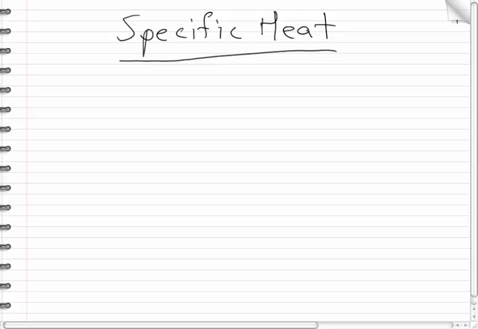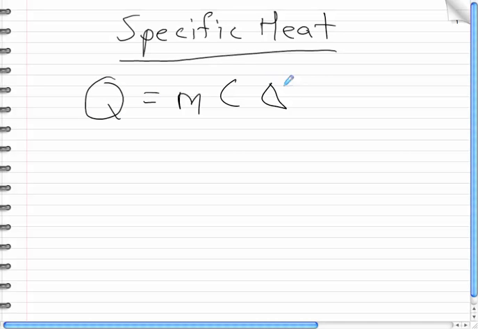Okay, today I want to look at energy. We're going to look at that in a couple ways. We're going to look at specific heat, which is going to tell, based on the substance you have, how it is going to change temperature as you add energy or take energy away. Okay, and so we have an equation for this. Q is equal to mc delta T.